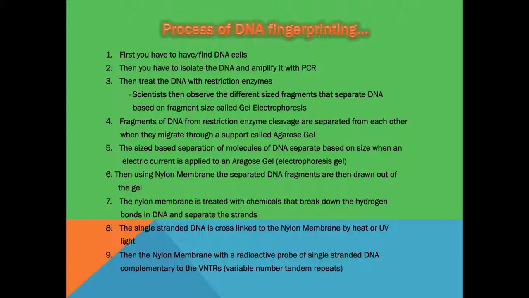The nylon membrane is treated with chemicals that break down the hydrogen bonds in DNA and separate the strands. The single-strand DNA is cross-linked to a nylon membrane by heat or UV light. Then the nylon membrane is treated with a radioactive probe of single-stranded DNA complementary to VNTRs, variable number tandem repeats.